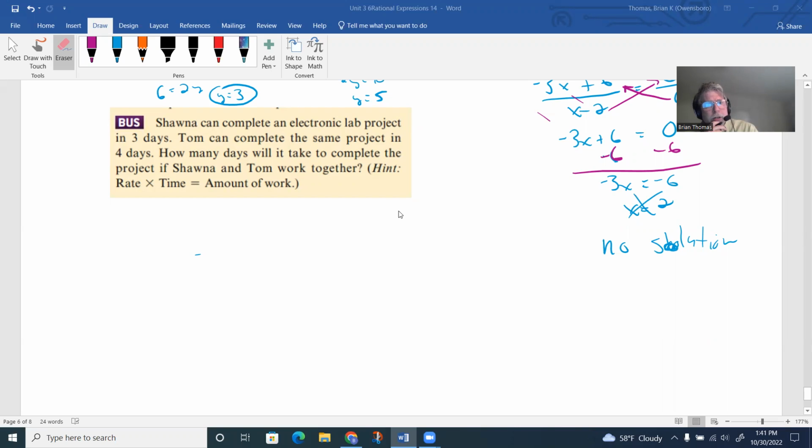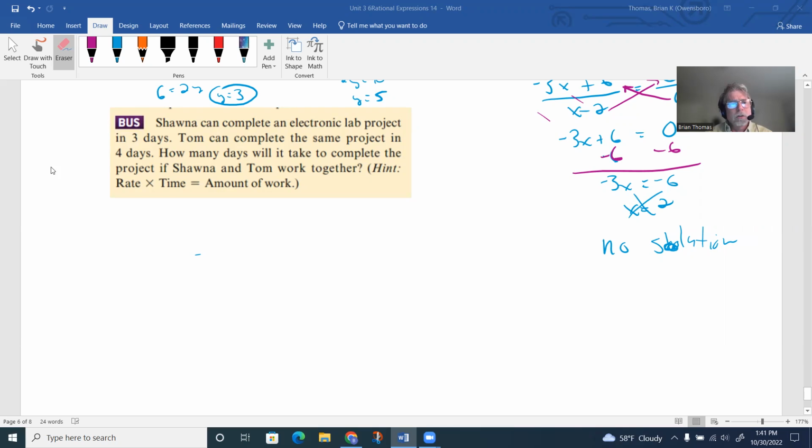So Shauna can complete an electronic lab job project in 3 days. Tom can complete the same project in 4 days. How many days will it take to complete the project if Shauna and Tom work together? If I'm a guessing person, working together, they should complete the job quicker. So the answer should be under 3 days. If I don't get an answer under 3 days, then I think my thinking is off.